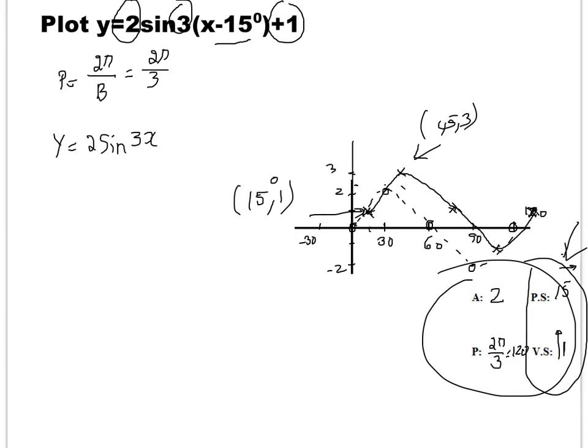This point becomes 75 and 1. This point becomes 90 plus 15 is 105 and negative 1. And the last point, which is this guy, is going to be 100. What was the last point? 135. So 135 and 1. And that's it. That's the graphing.